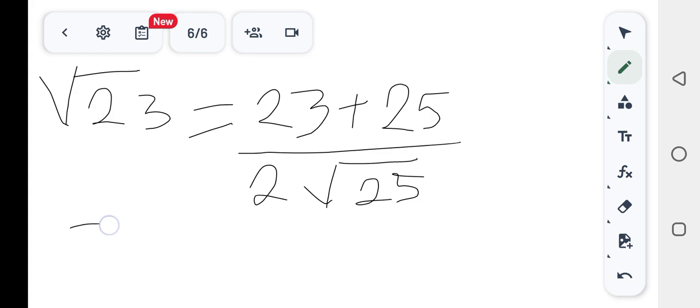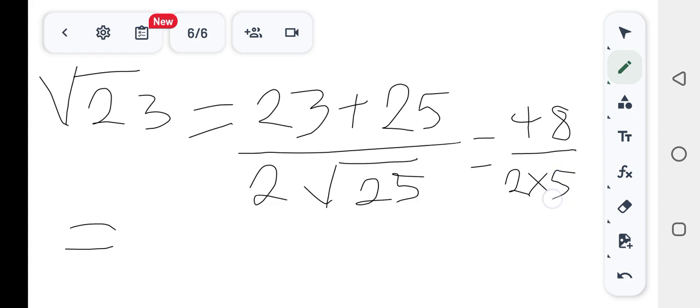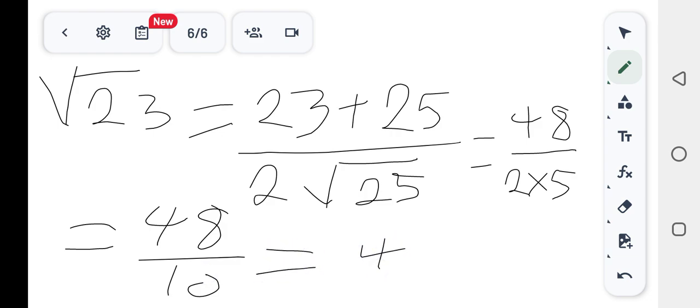Okay, so let's calculate. So here we are left with 23 plus 25, which is going to be 48, all over 2 times, what is the square root of 25? Very simple. 5 times 5 gives us 25. So the square root of 25 is 5. So here we are going to be left with 48, all divided by 2 times 5. And 2 times 5 is what? 10. So 48 divided by 10 equals 4.8.